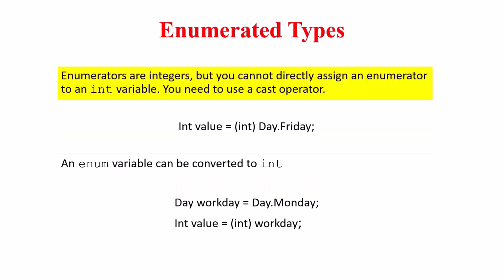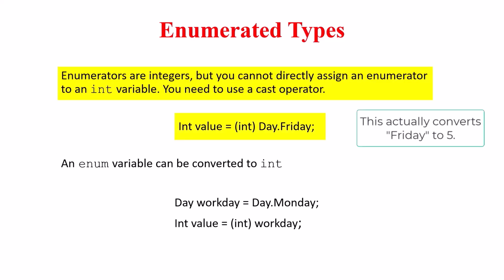Enumerators are integers, but you cannot directly assign an enumerator to an int variable. You need to use a cast operator. Int value equals int day.Friday. That'll change day.Friday to, what is that, 5? Sunday, Monday, Tuesday, Wednesday, Thursday, Friday. Yeah, 0 through 5. It would be a 5.